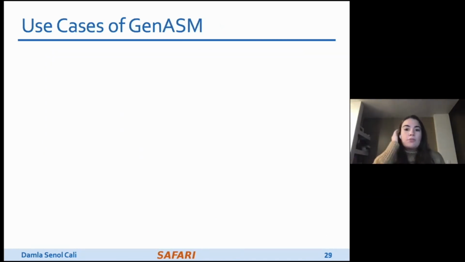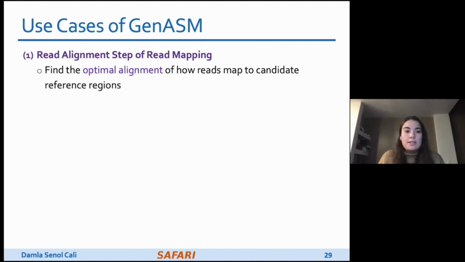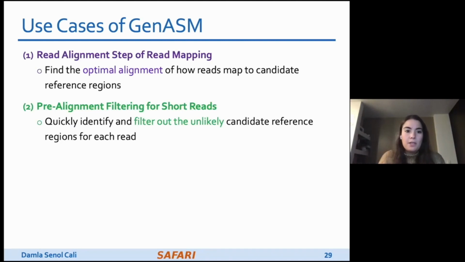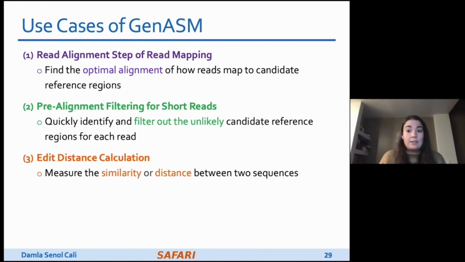We demonstrate the efficiency and flexibility of GenASM by describing 3 use cases of approximate string matching in genome sequence analysis. Read alignment and pre-alignment filtering come from the read mapping pipeline, as I have introduced as part of the background material. As a third use case, edit distance calculation is a very fundamental operation in genomics that measures the similarity or distance between two arbitrary length sequences. As I said, Bitap is inherently calculating edit distance, so that's why it is a very natural use case for GenASM.